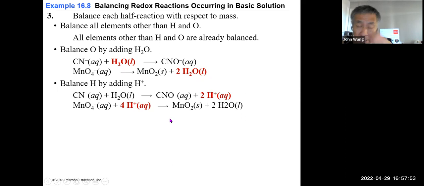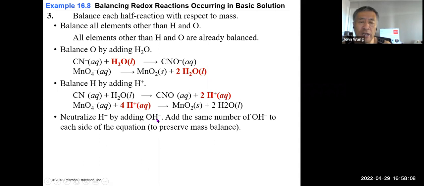Now, if this reaction happens in acidic solution, then you are done, you're finished. But this reaction is happening in basic solution, so you don't want to keep this H+ in your equation. We add the right number of hydroxide. What does the right number mean? If you have two H+, you add two hydroxide, so you will produce two water. If you have four H+, you add four hydroxide.